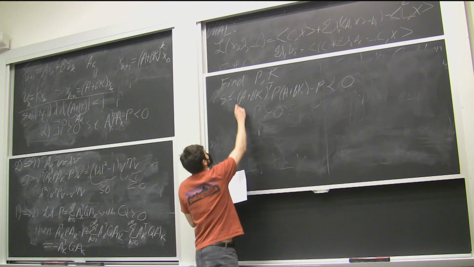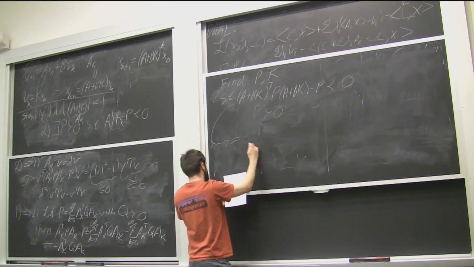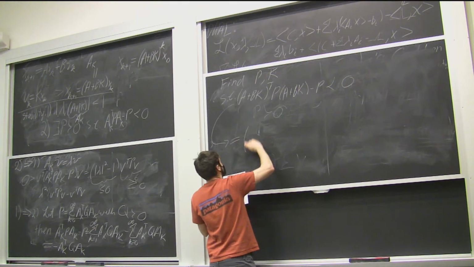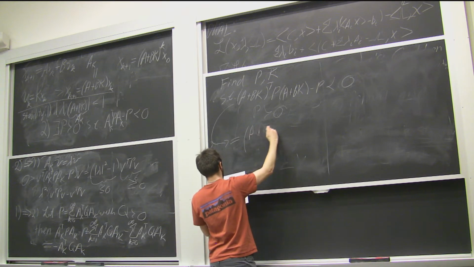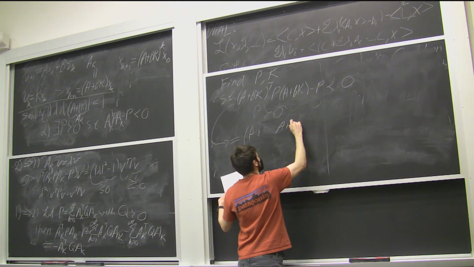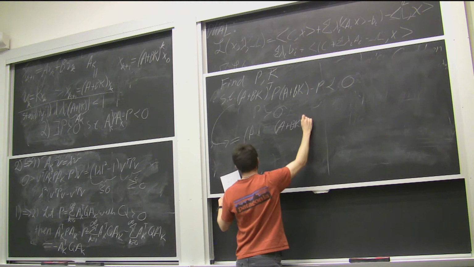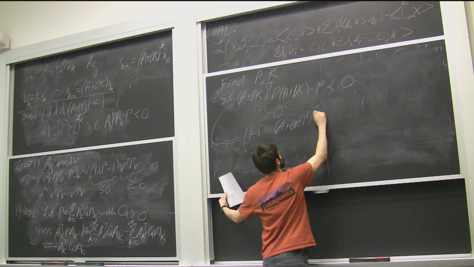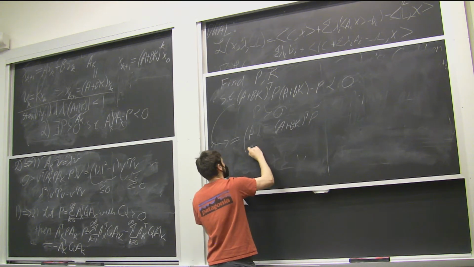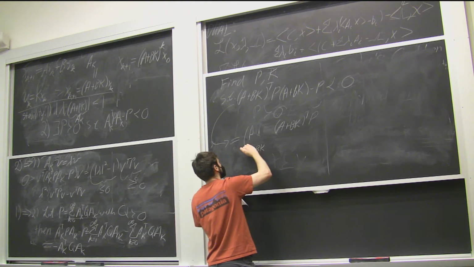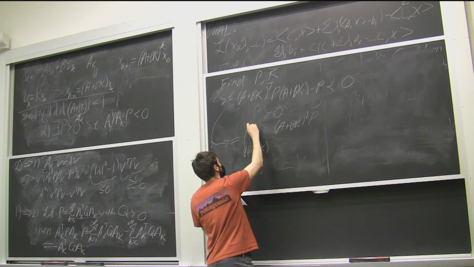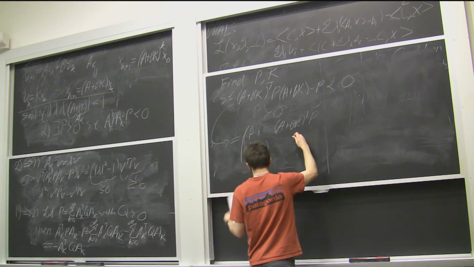So this condition is equivalent to P, A plus BK transpose, P, A plus BK. I need to put the P here. And then another P.